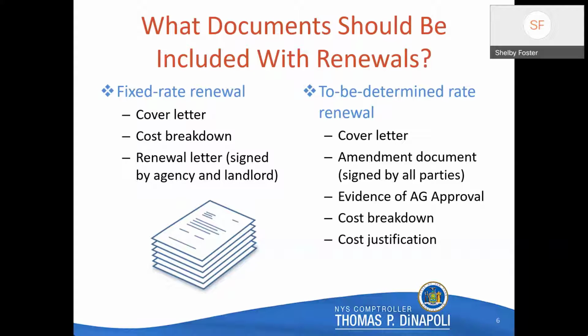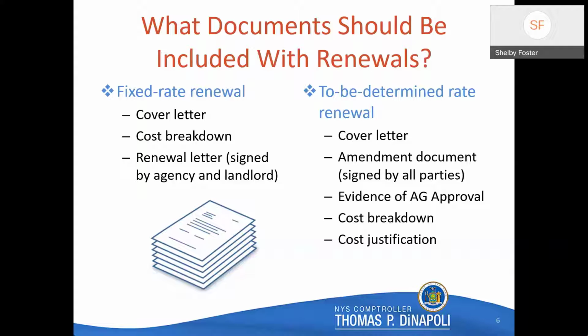For this type of renewal, items to include in your electronic submission are a cover letter, the amendment document signed by all parties. This document should state the agreed upon rent amount for the renewal period. AG approval is required for this type of renewal because the lease language is being modified. Your cost breakdown. Show how the transaction value adds up.